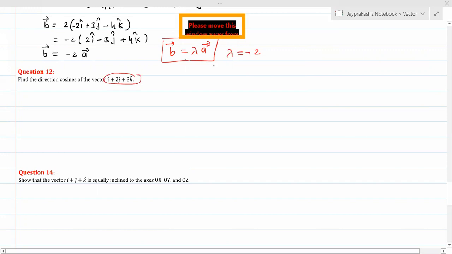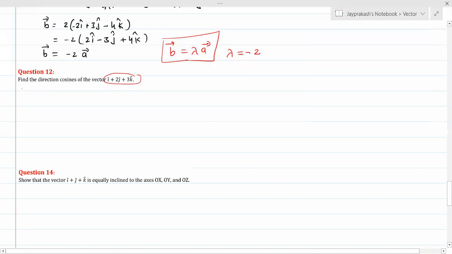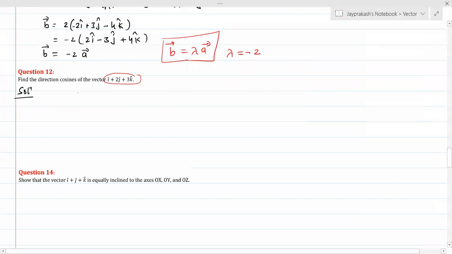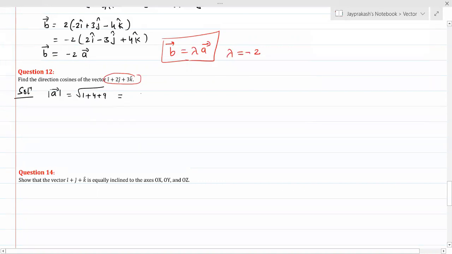So with this, the many formulas running in our brain will relate with each other. So simply, if I want to find the direction cosine of this vector, then first I have to find the magnitude. So let's calculate the magnitude of vector A. That is 1, 2 square is 4 and 3 square is 9. So 9 and 1 is 10, 10 plus 4, so it is root 14.